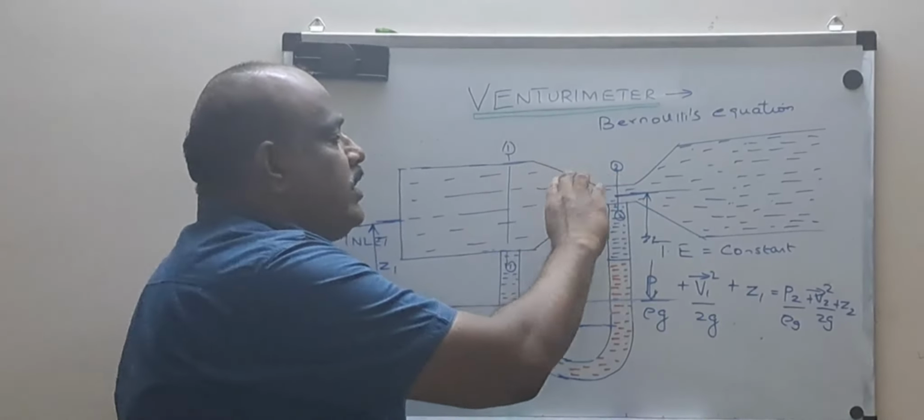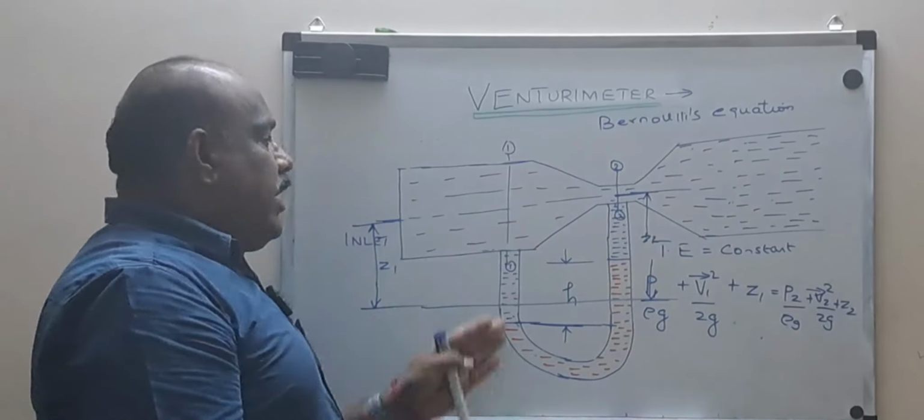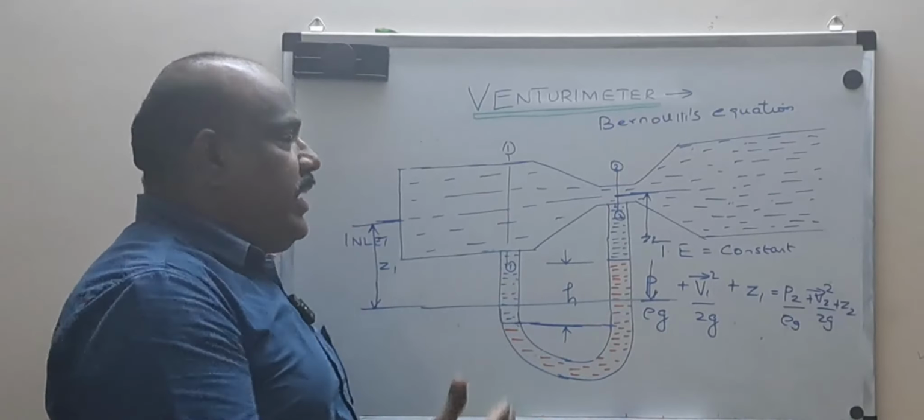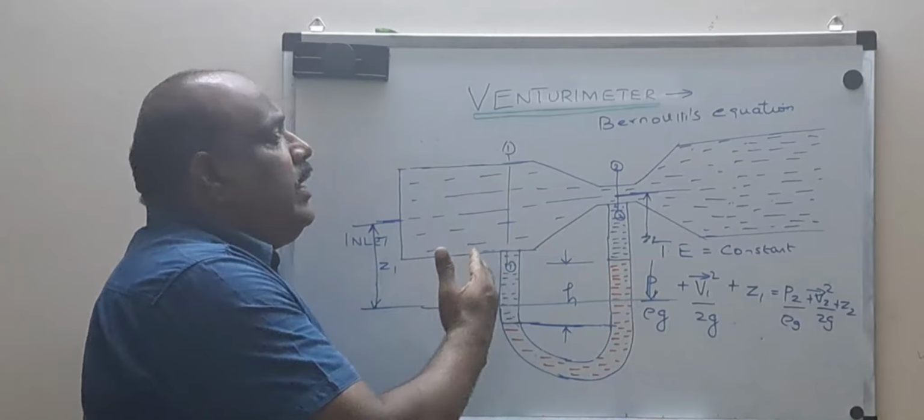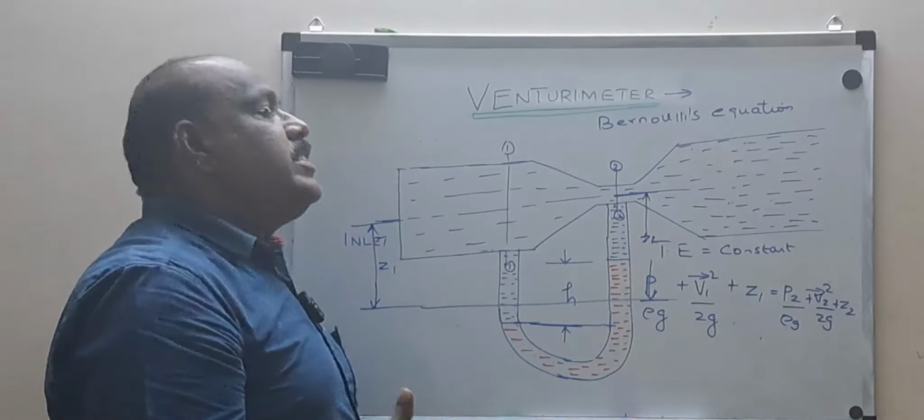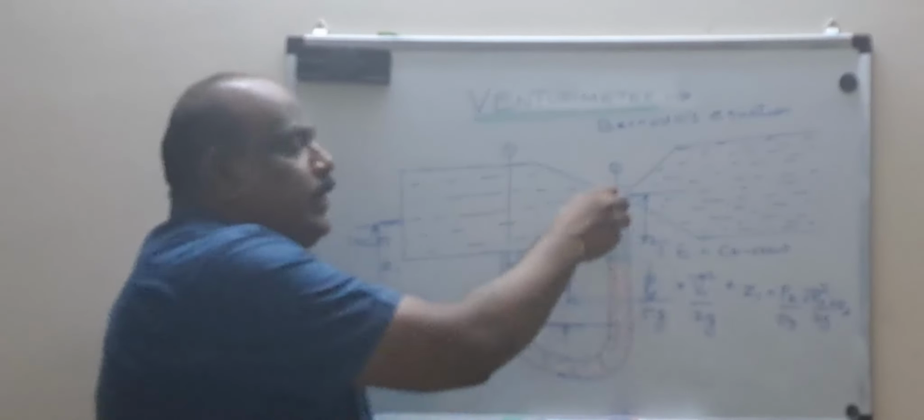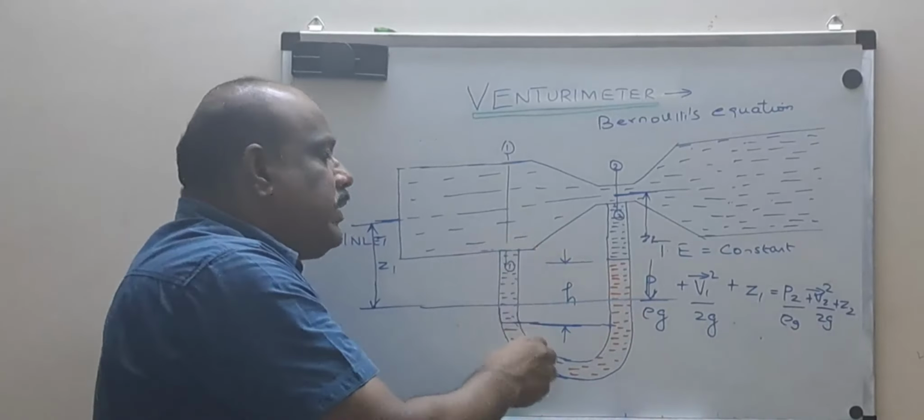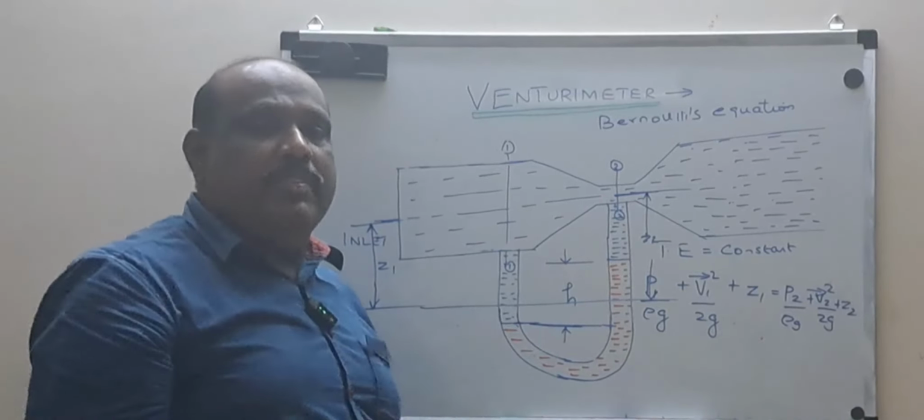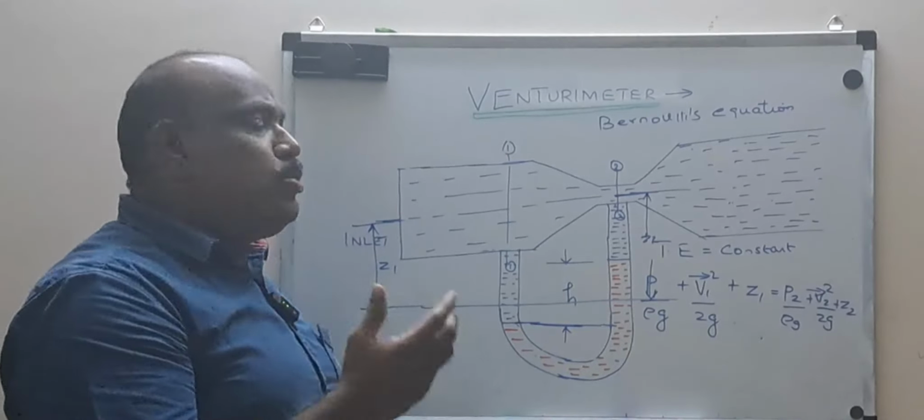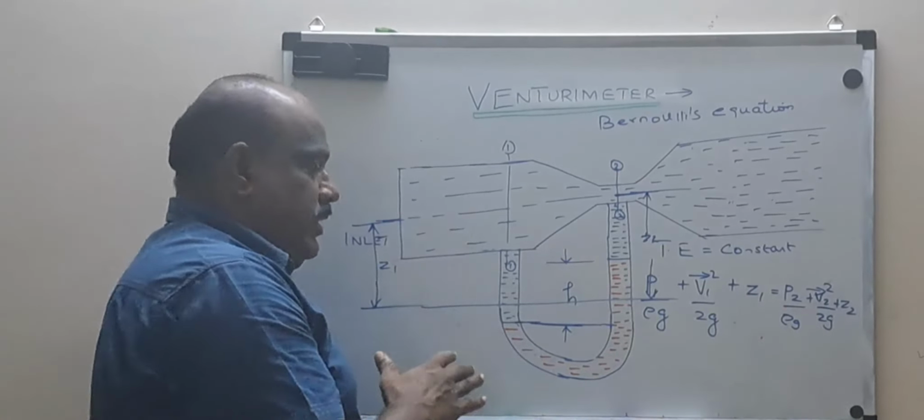For this I have a convergent region, throat, and a divergent region. I am choosing region 1 well ahead of the convergent domain, and region 2 on the throat. I am going to tap the pressure at 1 and 2, and connect these two taps to the manometer. In the previous section we discussed more about manometers. Please go through it if you have any doubts.